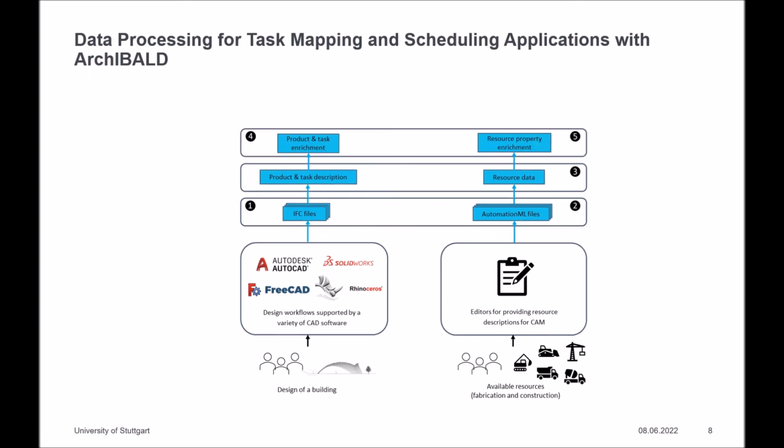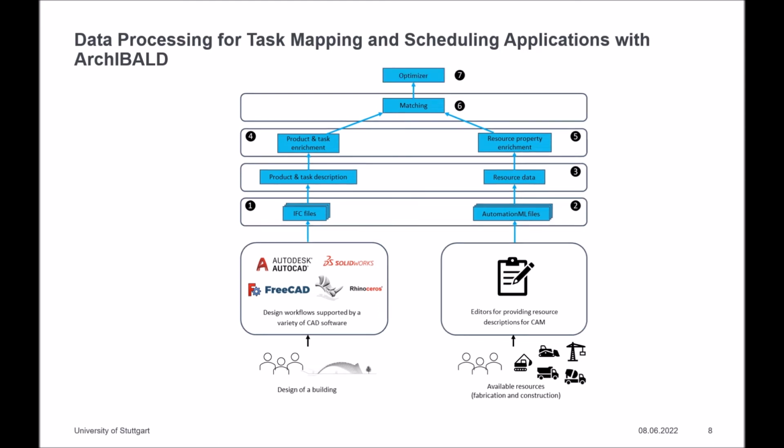Then we want to assess the data quality of the extracted data and enrich it with help of several provided tools if it is necessary. After the data quality is sufficient, we can now match all the machines to the task they are able to fulfill. And then based on this, an optimizer tries to find the optimal task schedule based on a given optimization strategy.